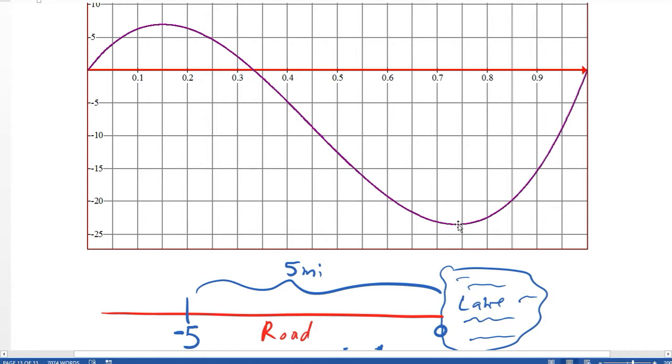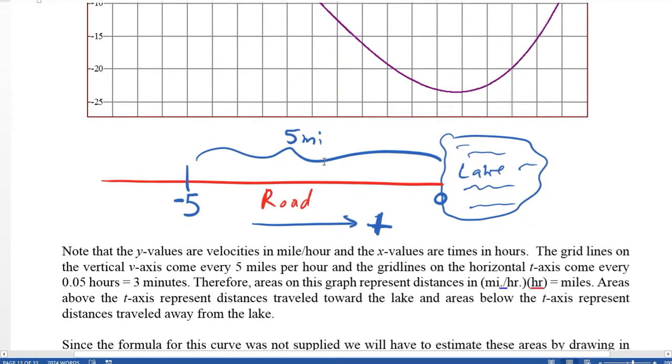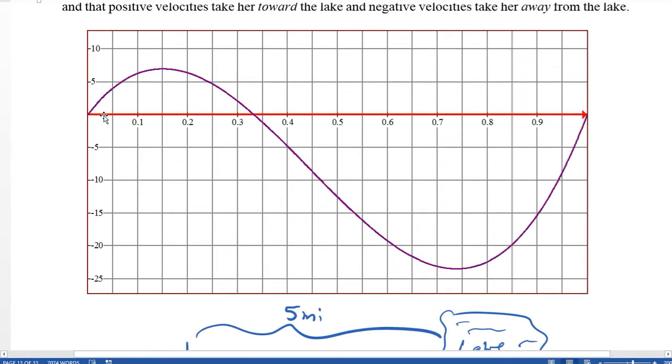and this is actually going away from the lake back to the left, and she's going fastest toward the lake here about at this point right here about 0.15. By the way, each one of these is 0.05 hours for the grid lines. 0.05 hours times 60 minutes means the grid lines are about 3-minute intervals.